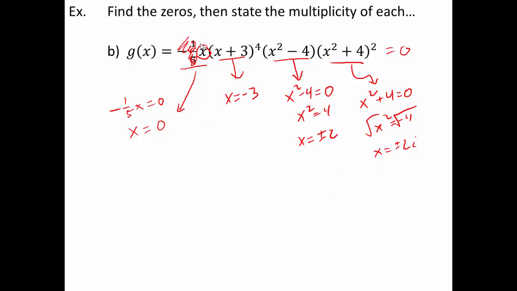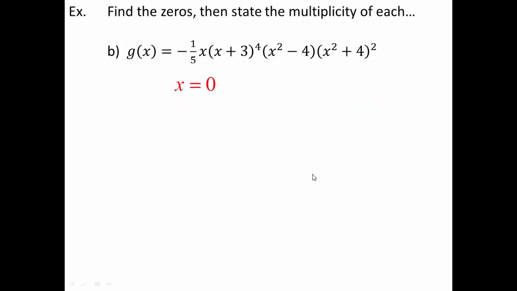But when I look at the degree of the function, I've got x to the first, I've got x to the fourth, I've got x squared, and then I have x squared squared, which itself means x to the fourth. So I have 1, 5, 7, 11. I have a degree of 11, but I only have 6 distinct answers, and again, it comes down to multiplicity.